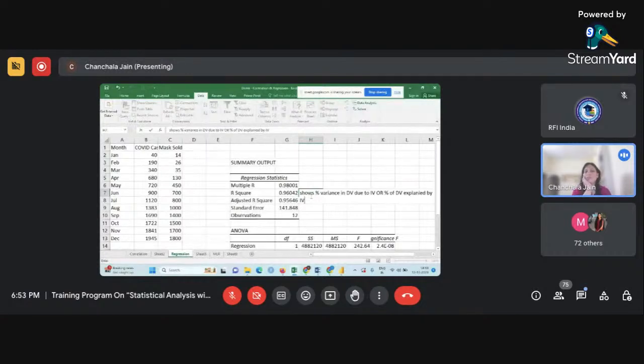If I say R square is 0.96, 96 means 96%. So I can say 96% variance in DV. DV is what? DV is mask sold, right? So 96% variance in mask sold is because of COVID cases, right? Or the other way around, I can say that 96% of masks sold is explained by the COVID cases. That means almost 96% variance is coming in the masks sold because of the COVID cases. Is it clear to all?